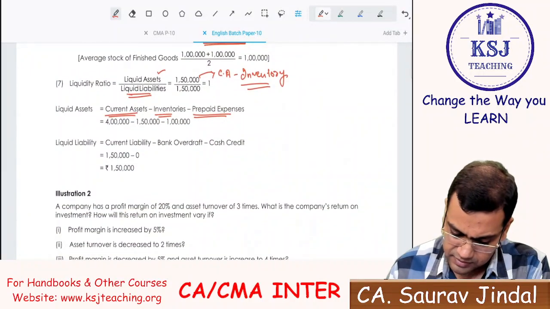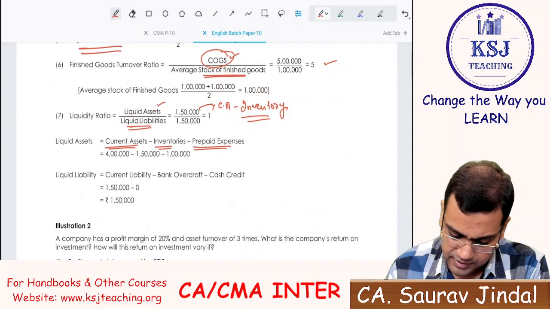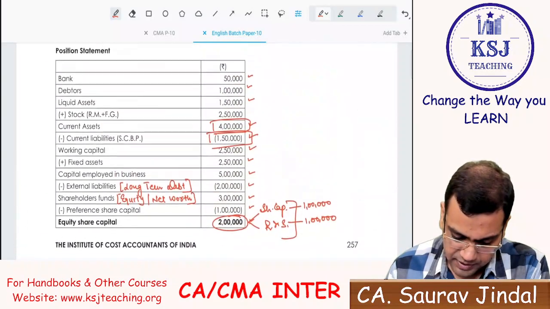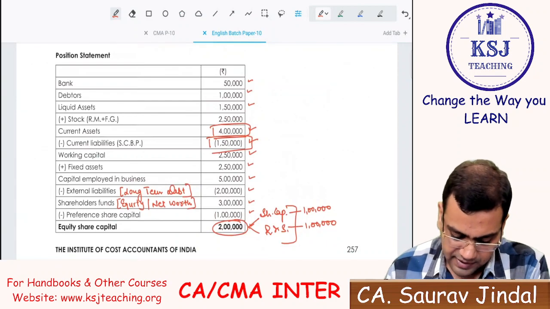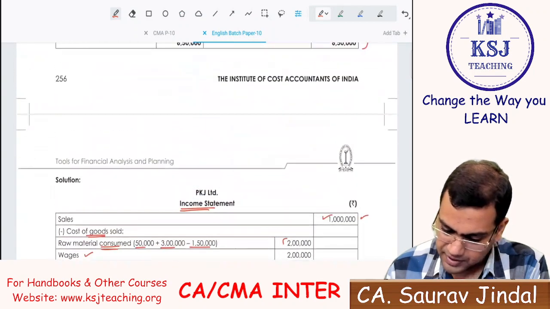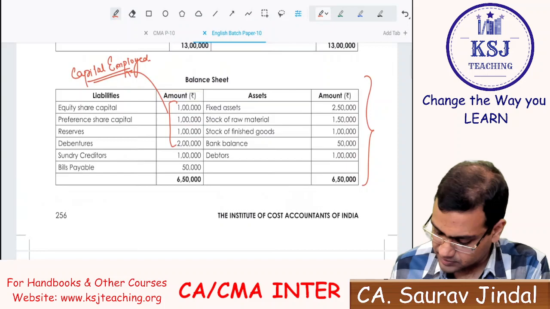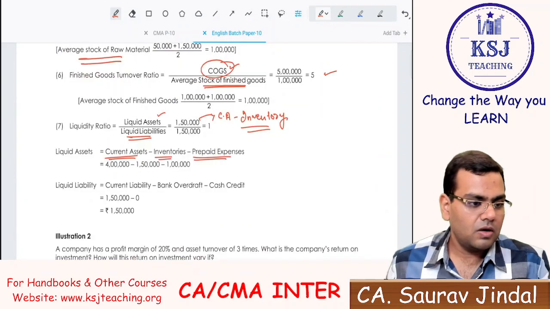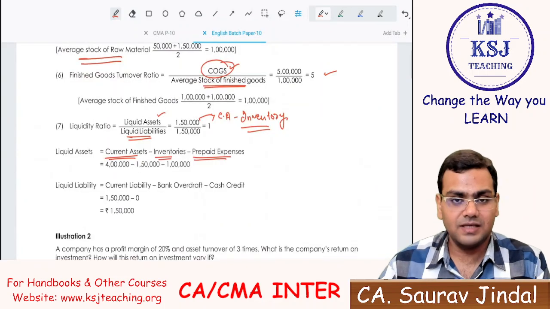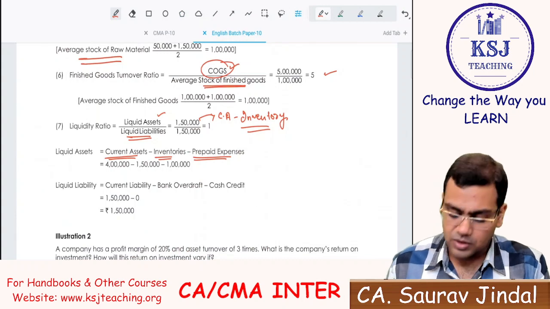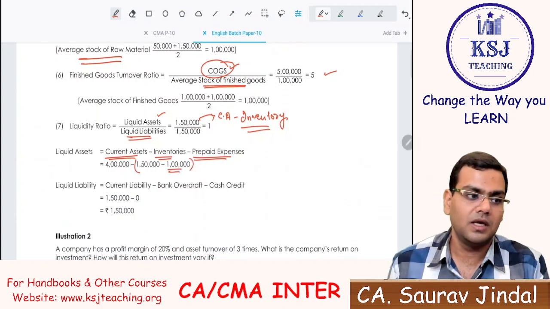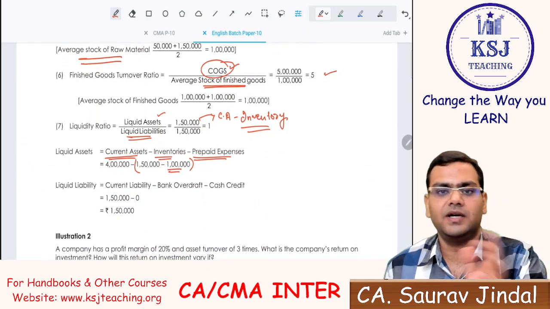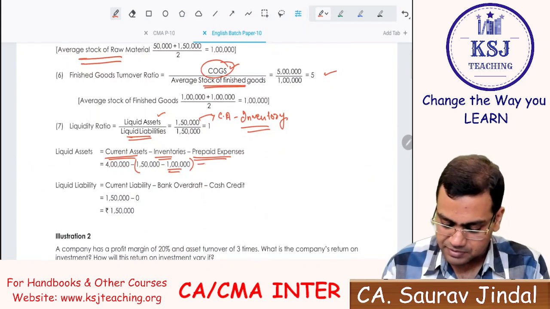Current asset 4 lakh rupees. I don't know for what they have subtracted 1 lakh as prepaid expenses. Okay, actually what they have done is, see, again the presentation problems are to confuse it. This 1 lakh is not prepaid expenses. This is a part of inventories only. Inventory of raw material and inventory of finished goods. So there are no prepaid expenses, minus 0.